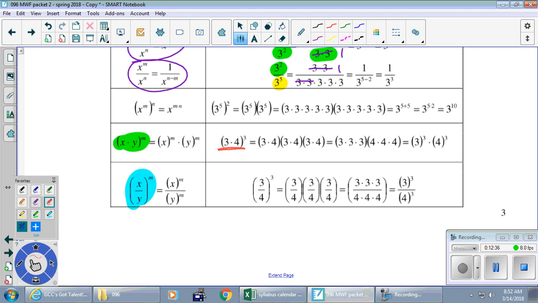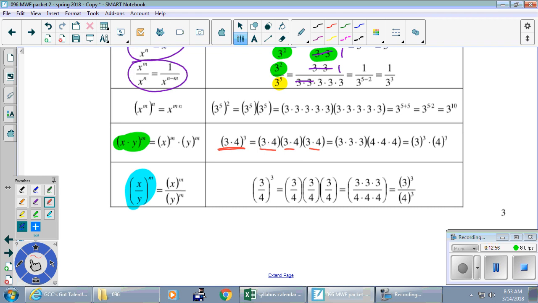(3 times 4) to the 3rd. Sure, it's 12 to the 3rd, but that's not what I'm after in this case. (3 times 4) to the 3rd means give me 3 copies of 3 times 4. These parentheses are not necessary. It's just straight multiplication going all the way across. And we can multiply things in any order without changing the outcome.